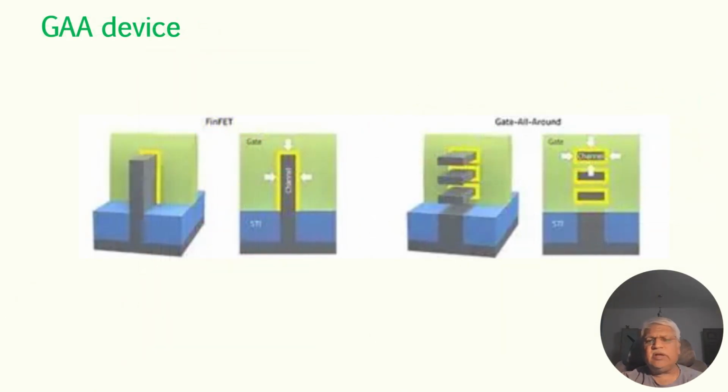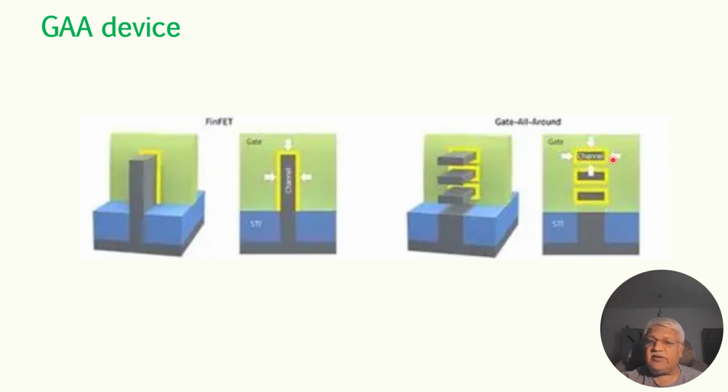For completion, I want to cover the gate all around device also. In the FinFET, the gate is covering three sides, but if you see closely in the gate all around device, the gate is surrounding all sides. Hence, as you understood earlier, the leakage current is reduced still further. The yellow is depicting thin oxide. Other than that, the FinFET and gate all around are almost similar.